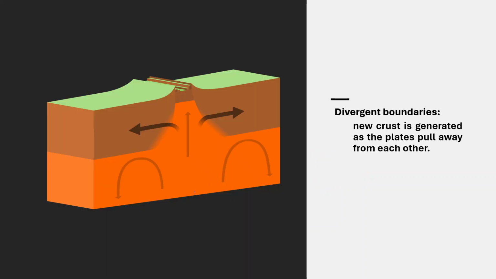The divergent boundaries you can see here. New crust is generated as the plates pull away from each other. This is basically what I meant to say: two plates are moving away from each other in this image. This is how the process happens. Initially, let's say it was intact, and then some weak zone developed over here and it started moving away. This is the first case, when nothing was happening.